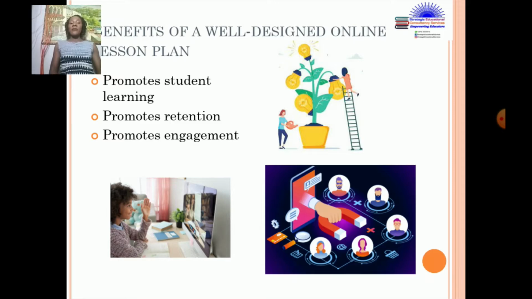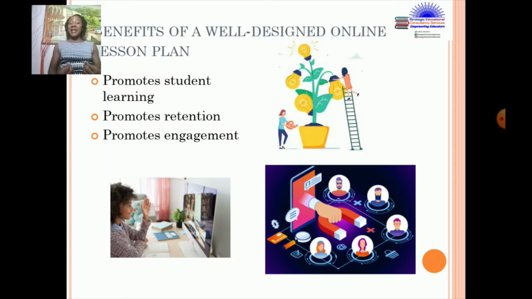So, what are the benefits of a well designed online lesson plan? The first thing is that it promotes student learning. Yes, it helps the students to learn more. You see their growth once it is well designed.